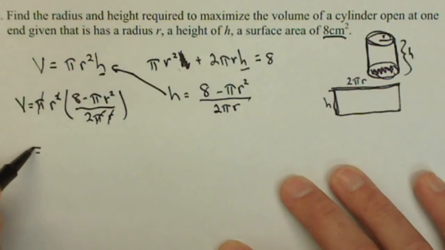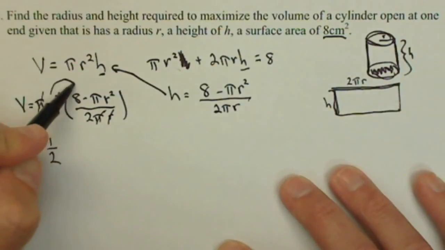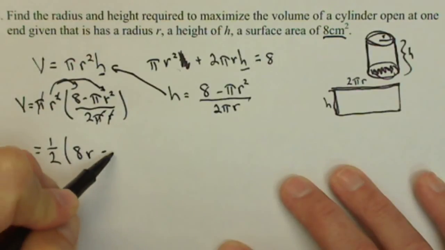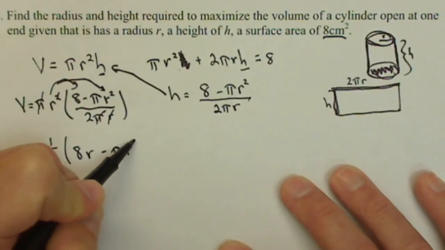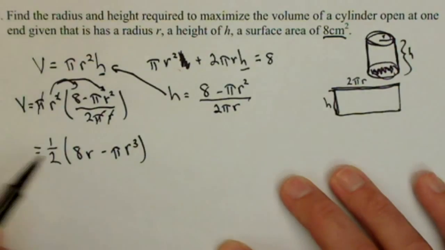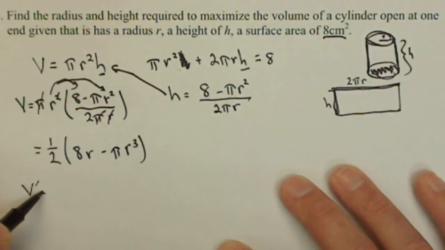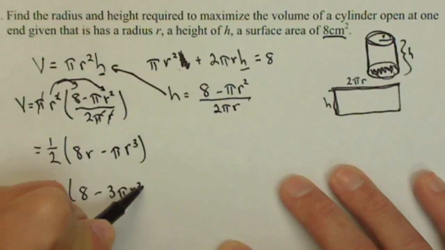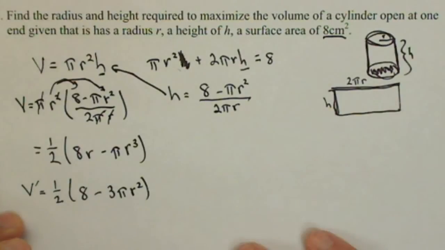And I like pulling the 1/2 out and writing it out front, but I like distributing the r, so we don't have to use product rule. So we have 8r minus pi r cubed. Now there's the function we need to optimize. We're going to do so by finding the derivative. So v prime equals 1/2. The derivative is 8 minus 3 pi r squared, just doing the derivative piece by piece.